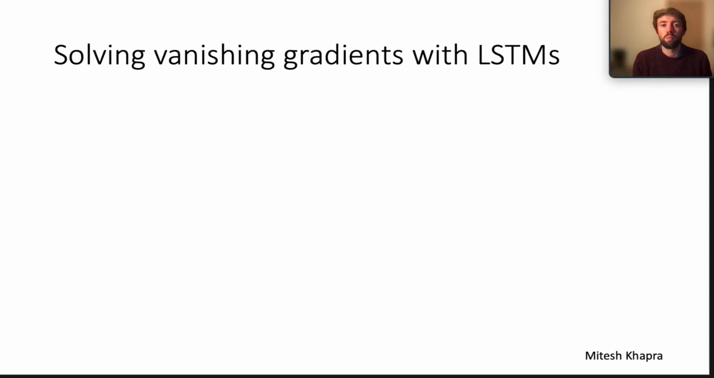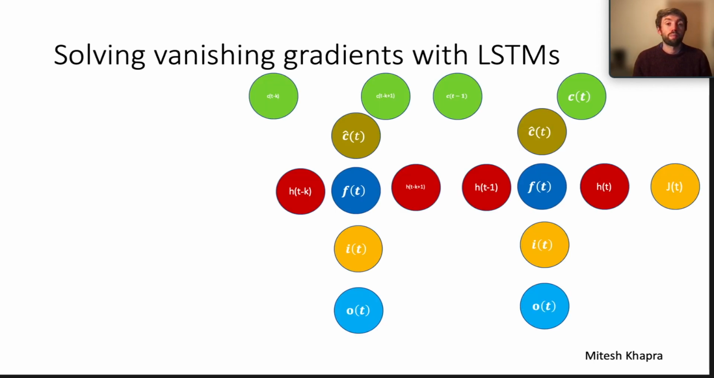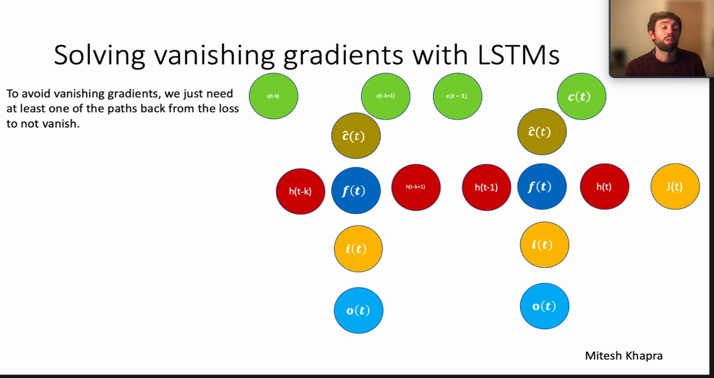So now we're going to speak a little bit more about how LSTMs deal with the vanishing gradient problem. The computation graph for LSTMs is quite a bit more complicated than what we've seen previously for simple feed-forward and recurrent neural networks. So to calculate how the loss depends on activity several time steps ago, we can propagate back the error through many different paths. But in order to avoid vanishing gradients, we just need at least one of these paths to not vanish. And this will ensure a steady flow of the gradient back in time.